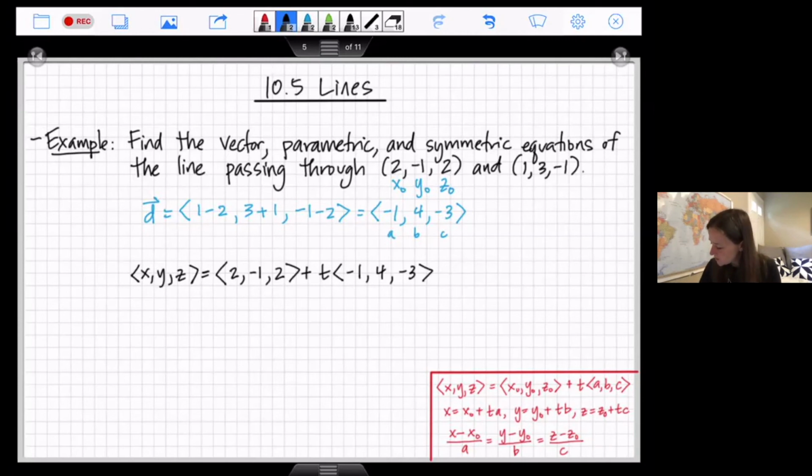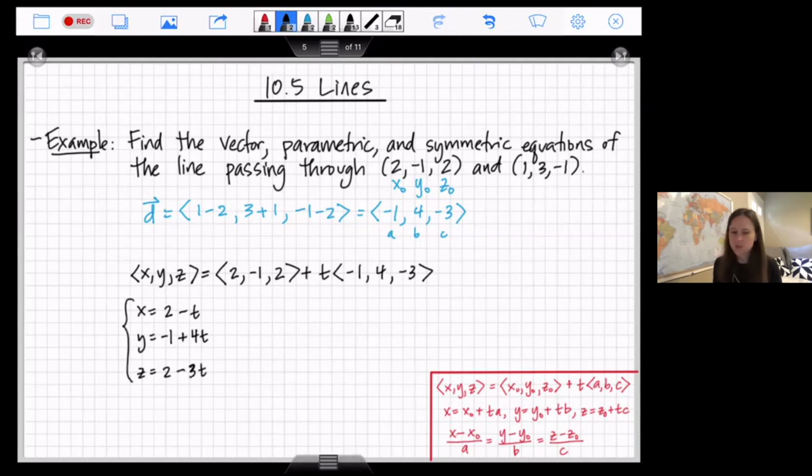Our parametric equations, x equals x naught plus t times -1, so minus t. Y components, y naught is -1 plus b times t, so 4 times t. And z naught was 2 plus -3 times t, so minus 3t. And again, all three of those equations belong together as the parametric equations.